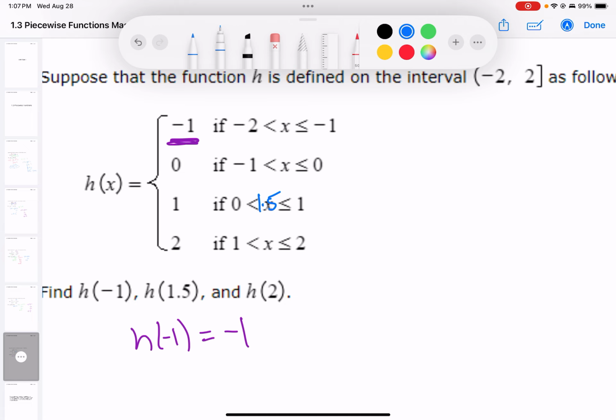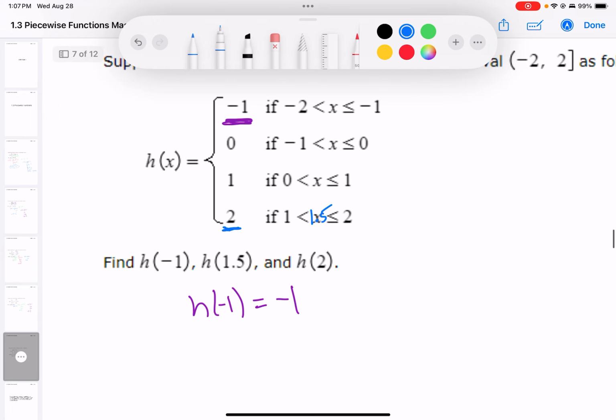For 1.5, 0 is less than 1.5, which is less than or equal to 1. No, that's not true. And then 1 is less than 1.5, which is less than or equal to 2. Yeah, that one's true. So h of 1.5 is equal to 2. And lastly, I think we can just start down here at the bottom: 1 is less than 2, which is less than or equal to 2. Yeah, so h of -2 is also 2. Okay.